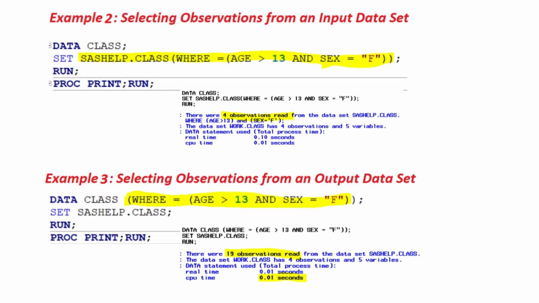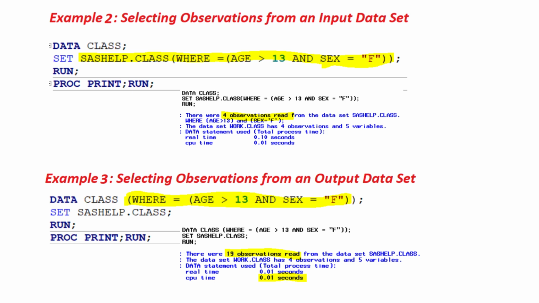We will see example 1. Selecting observations from an input data set. This example uses the where data set option to subset the sashelp.class data set as it is read into another data set class. Whereas example 2. Selecting observations from an output data set. This example uses the where equals data set option to filter the work.class to the output. Major difference: in the first example only four rows are read into the PDV, whereas in the second example all 19 rows are read into the PDV.